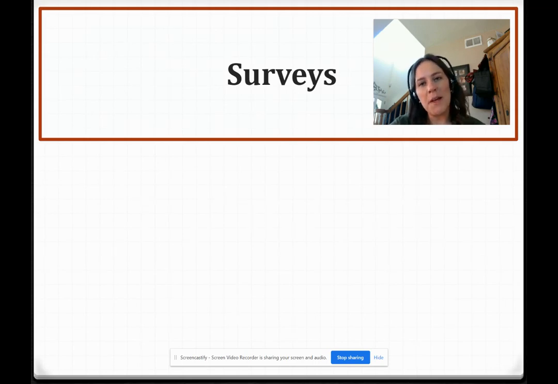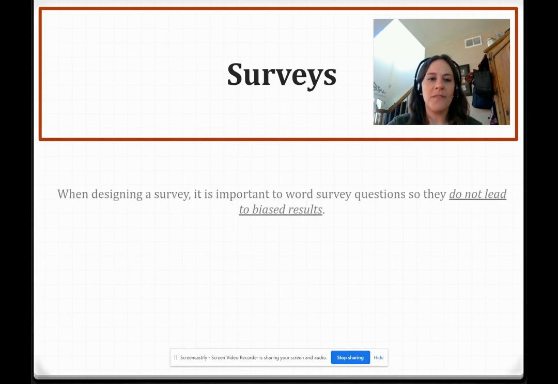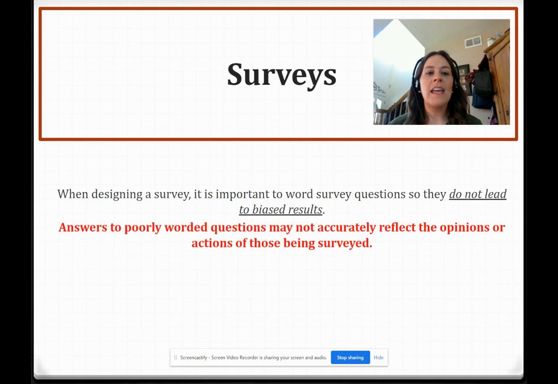All right, and to wrap up this very thick vocabulary, kind of conceptual lesson, we're going to finish talking a little bit more about surveys. This is going to be very important in regards to your essential Unit 3 statistics assignment that you are going to be introduced to next week. Now, when designing a survey, it's important to word survey questions so that they do not lead to biased results. Not only can your sampling method cause biases, but the survey itself can cause biases. Answers to poorly worded questions may not accurately reflect the opinions or actions of those being surveyed.